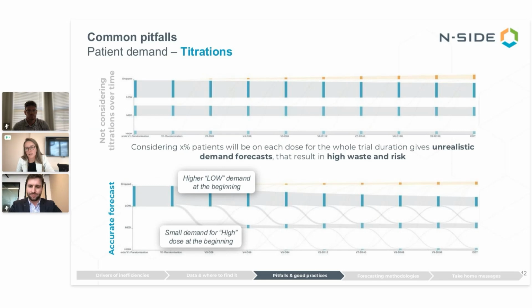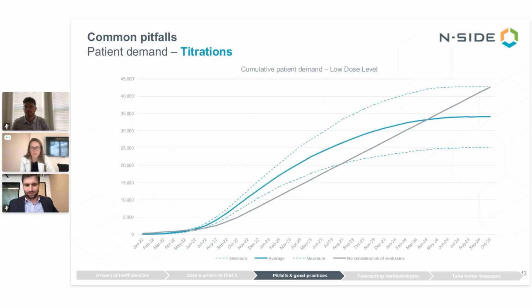If you're not considering titrations over time, it's like you're considering that patients are on each of these doses, and that's it. Here is a more accurate forecast, and this is what we observe in dose escalations, where we see that all patients start on low dose, and then they can start down titrating and up titrating. So looking at this, you can guess what will be the impact on the dispensing if you don't look for different behaviors in terms of titrations.